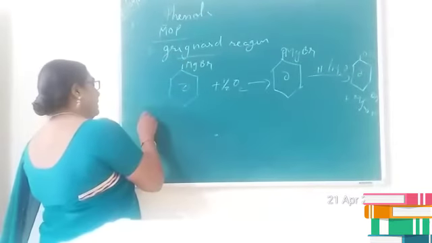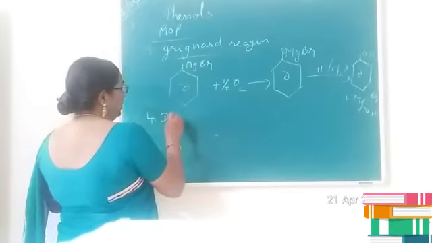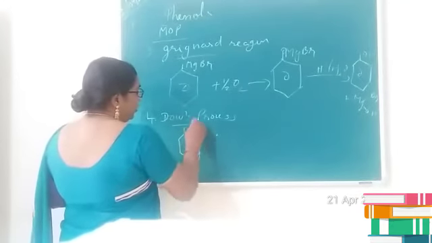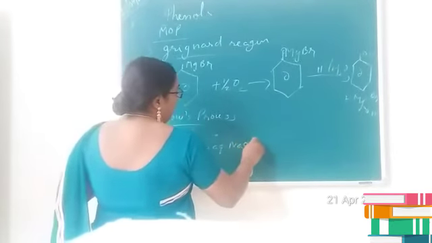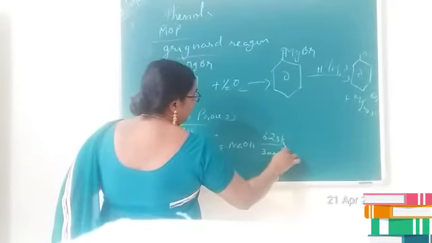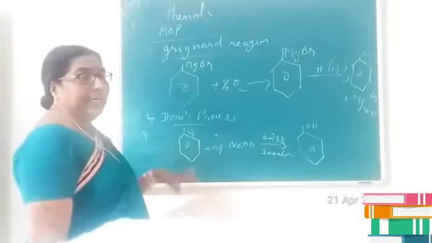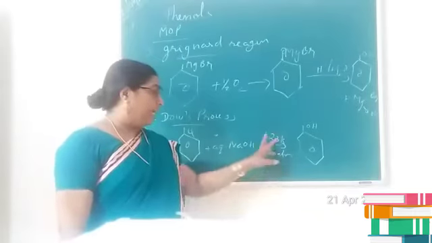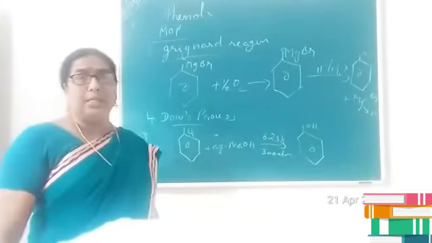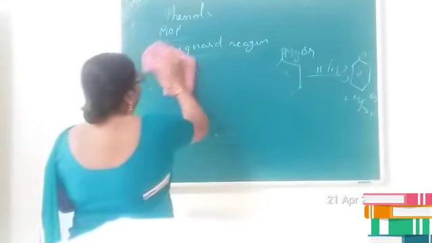Now let us consider the fourth method. You have already studied Dow's process. Do you remember Dow's process? Chlorobenzene reacts with aqueous sodium hydroxide at about 623 Kelvin and 300 atmospheric pressure and results in the formation of phenol.